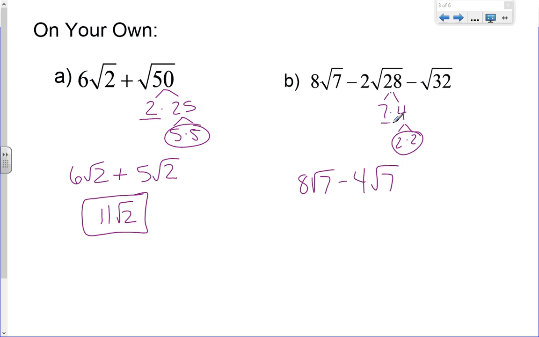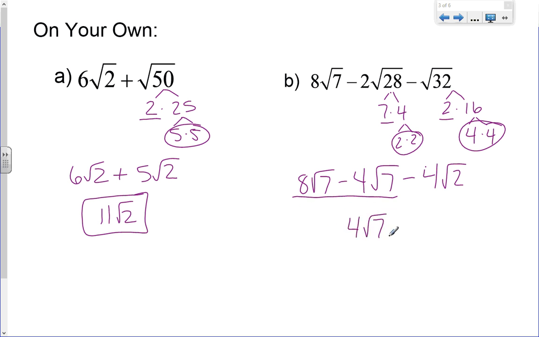But now I need to try to break down the 32. 32 does not divide by 7, so I'm going to end up with an unlike term. But this is 2 times 16, and this is 4 times 4. I'm going to stop right there, guys. A lot of you want to break that down into primes, and you have too many pairs sometimes to keep track of. So stop as soon as you find a pair, and this is going to be 4 square roots of 2. So I'm going to combine these first two together. 8 minus 4 is 4 square roots of 7 minus 4 square roots of 2.